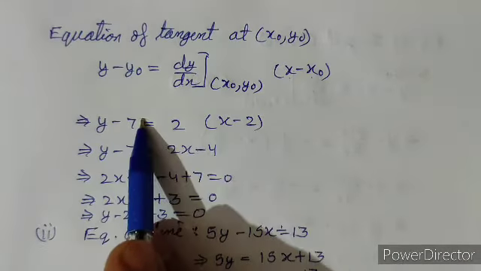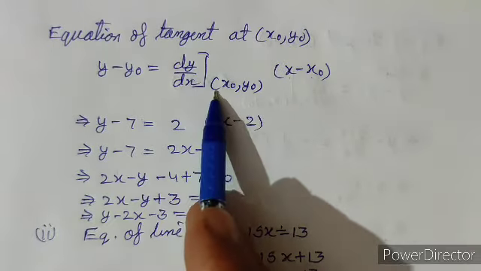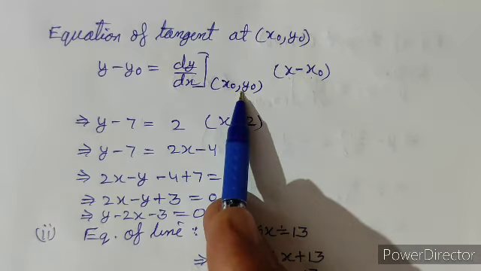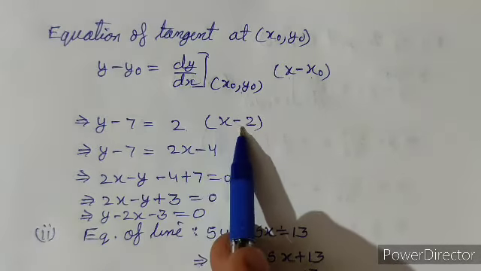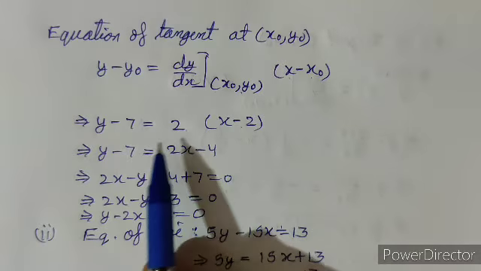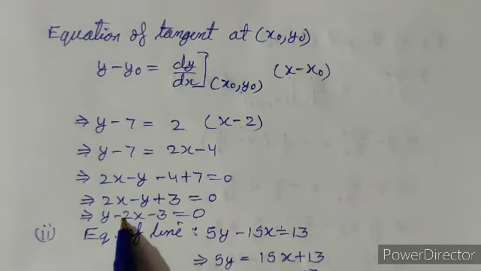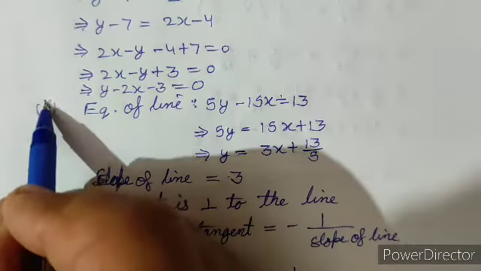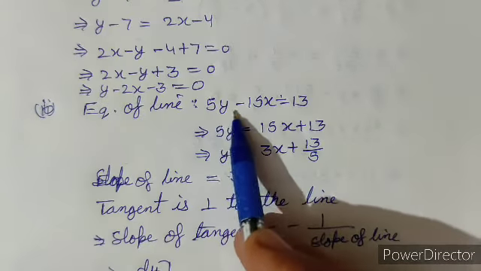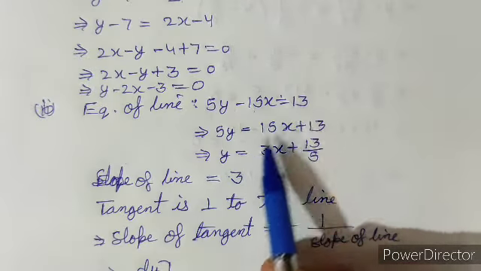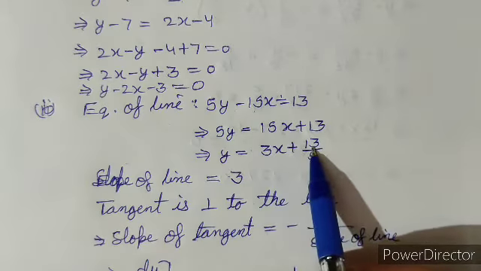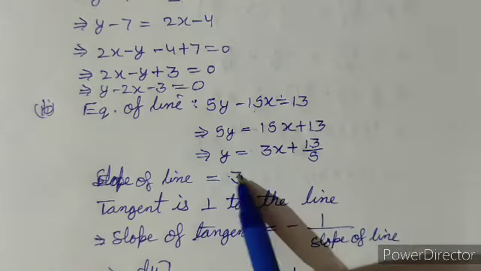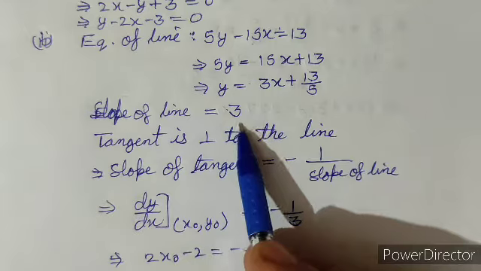Now, y0 was 7. Slope of the tangent at (x0, y0) will be equal to the slope of line and that was equal to 2 as both are parallel, into x minus x0 and x0 was 2. And this will give us the equation of the tangent as y minus 2x minus 3 equal to 0. Now in B part, equation of line given to us is 5y minus 15x equal to 13. On writing this equation in the form of y equal to mx plus c, we are getting the slope of line as 3.